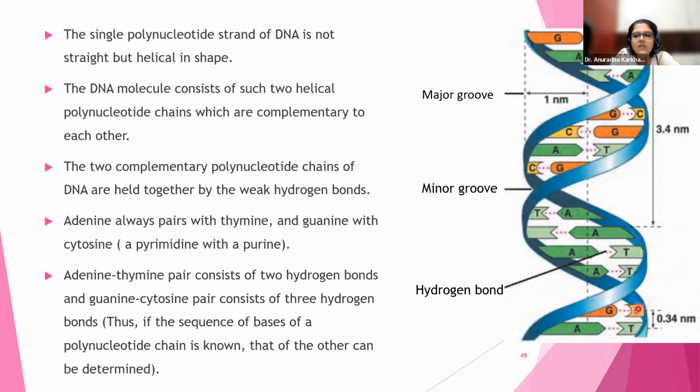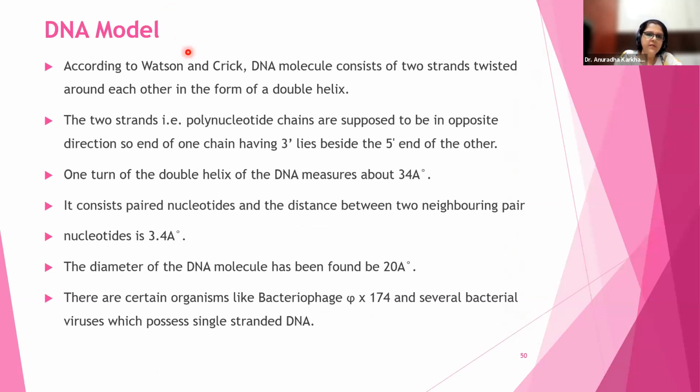Distance between two consecutive base pairs is going to be 0.34 nanometers. Order doesn't matter, it could be anything. The number should be 10. The diameter of the DNA molecule has been found to be 20 angstroms.